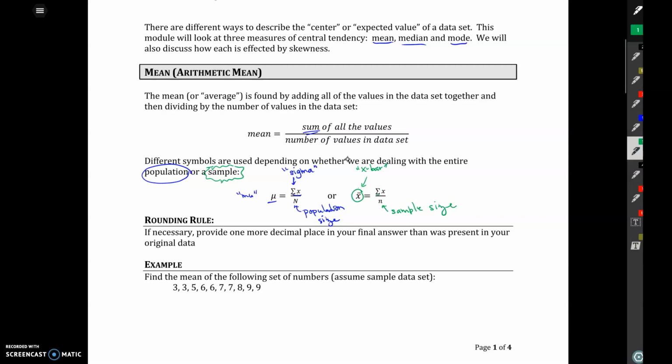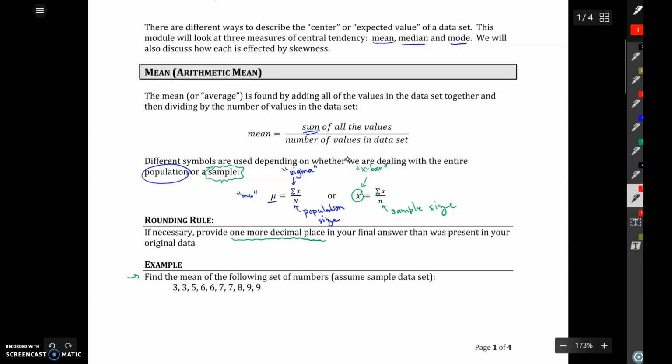Whenever we're calculating mean in this course, we're going to round or report it to one more decimal place than what our data was presented in, one level higher of precision. So let's do an example to get started. We want to find the mean of the following set of numbers. We're going to assume it's a data set and our values are given to us.